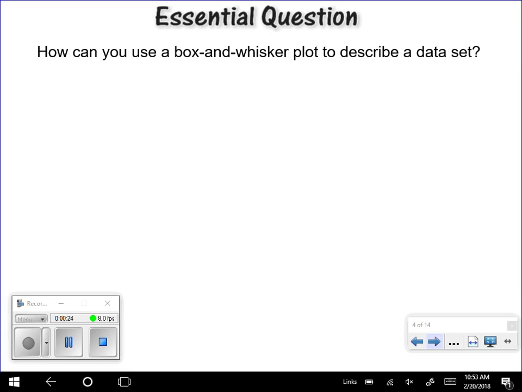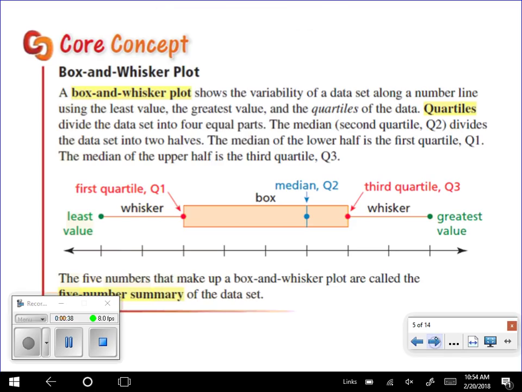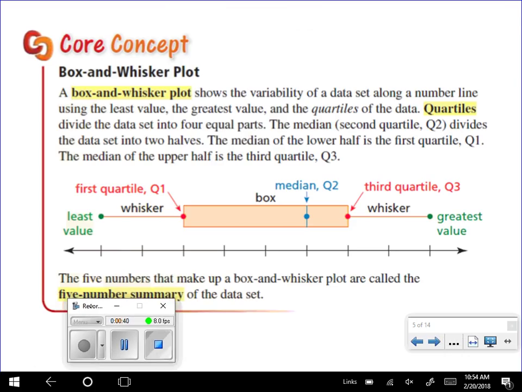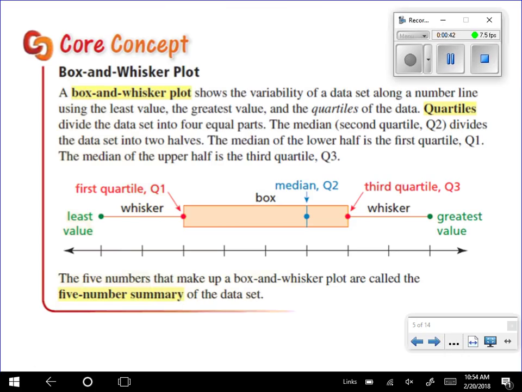Okay, so how can we use a box and whisker plot to describe a data set? Remember, the idea of a data unit generally is trying to find ways that help us describe a set of numbers without listing all the numbers. So that's what our box and whisker plot is going to do as well. So here's our big slide. This would probably be important to write down. Maybe you can try to summarize some of it, but there are a lot of important pieces in here.